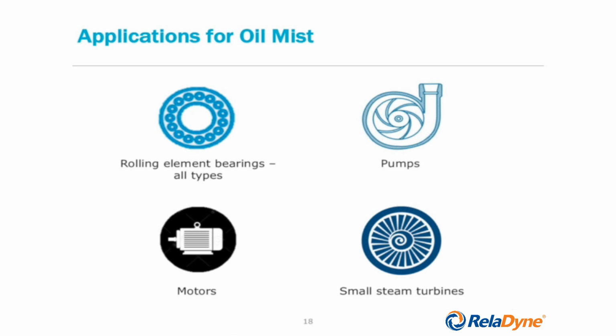We had mentioned at the beginning of the webinar that while it's true that for the great majority of plants it is centrifugal pumps and electric motors that are lubricated with oil mist, it is also possible to use oil mist for small steam turbines or for gearbox bearings. The requirement generally is that we have to be dealing with rolling element bearings, all types of rolling element bearings, whether they are ball bearings or perhaps tapered roller bearings or perhaps cylindrical bearings, makes no difference. As long as it's a rolling element bearing, it is a candidate for the application of oil mist.